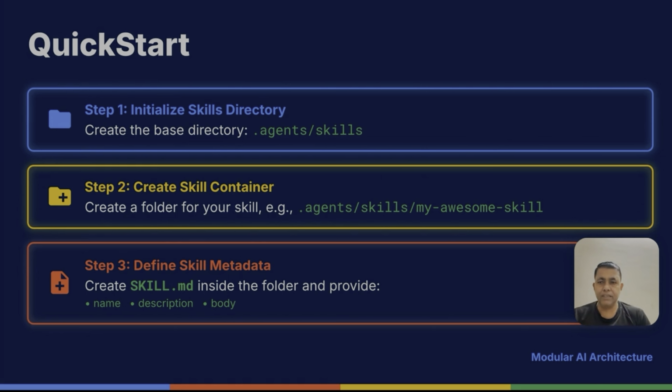Creating a skill is simple and straightforward. All that you have to do is to create a folder .agent/skills in your workspace, and inside that skills folder you will create another folder with the name of your skill. If I am creating my awesome skill as the skill, I have to create a folder with this given name, and inside that folder I have to create a skill.md file containing name, description, body, and optionally script execution part.